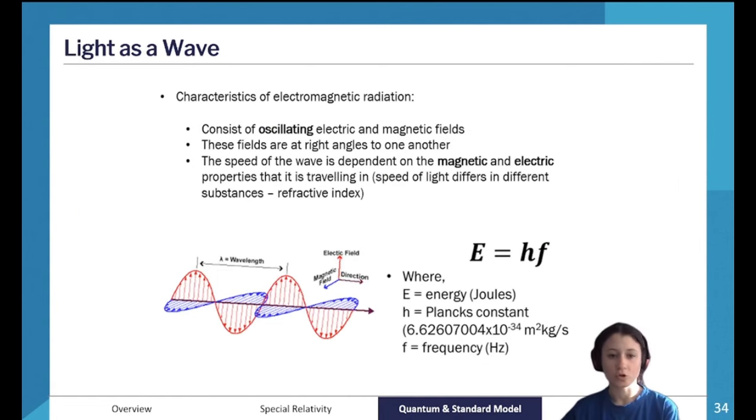Now let's get into what light actually looks like as a wave. So, these are the characteristics of electromagnetic radiation. It consists of oscillating electric and magnetic fields. Those red waves are electric fields, and those blue waves are the magnetic fields. As you can see, they are oscillating, going back and forth like this. And they are also perpendicular to each other, so they're at right angles to each other.